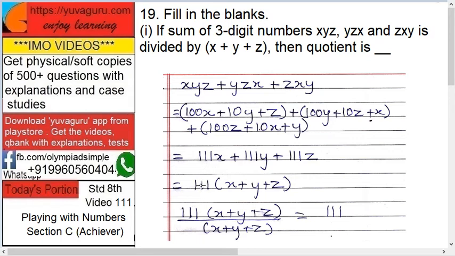111 is common. Now what is given? This addition is divided by x plus y plus z. It means this addition means what? This 111 into x plus y plus z will be divided by x plus y plus z. Now if it is divided, then what will get cancelled? X plus y plus z will get cancelled and the quotient would be 111. That is the required answer.